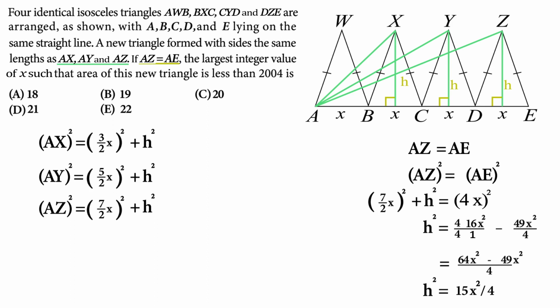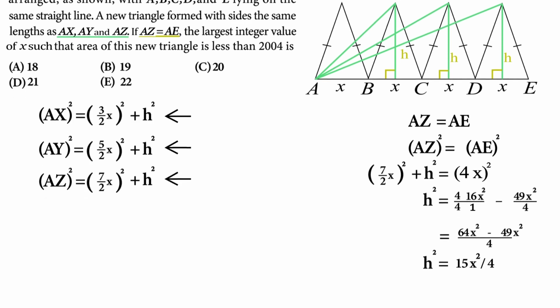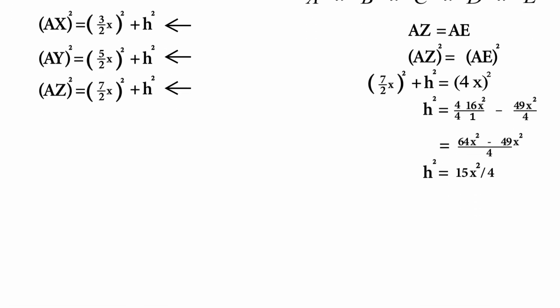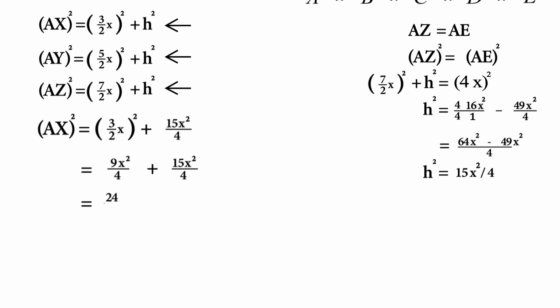All right? And therefore, we can now plug that back into each of these and get a value for each of those in terms of x only. So let's start with AX squared. AX all squared, therefore, will be (3/2 x) squared plus h squared, which is 15x squared over 4. And this looks like 9x squared over 4 plus 15x squared over 4. And this is 24x squared over 4, which is 6x squared. And that's AX all squared, so therefore AX is root 6 x.